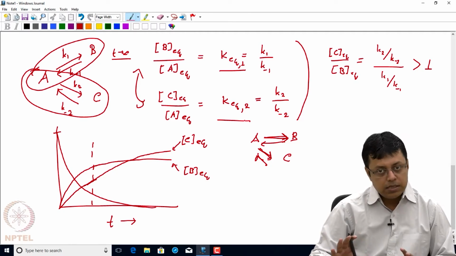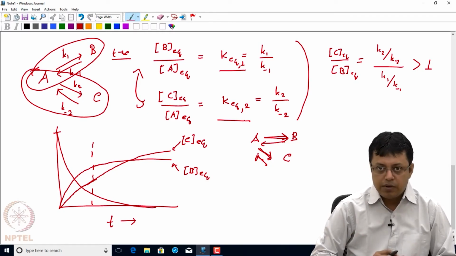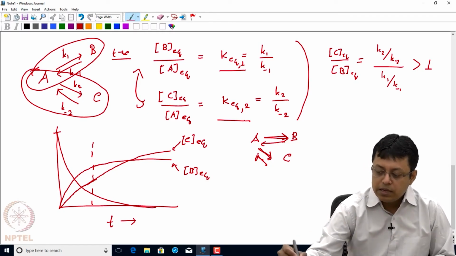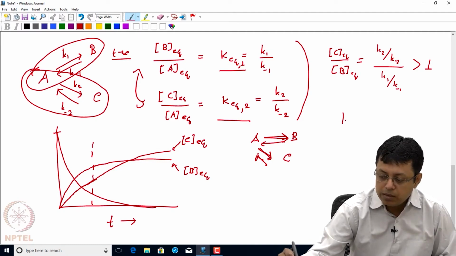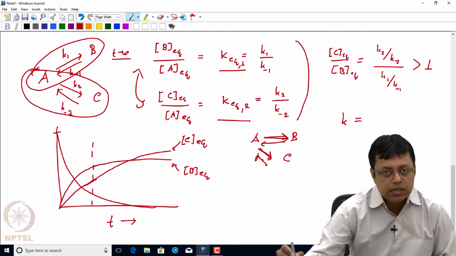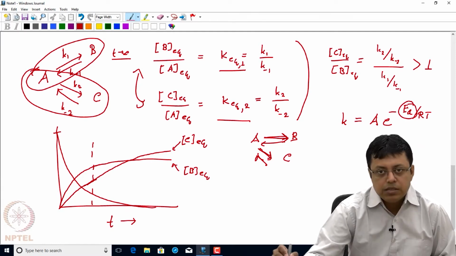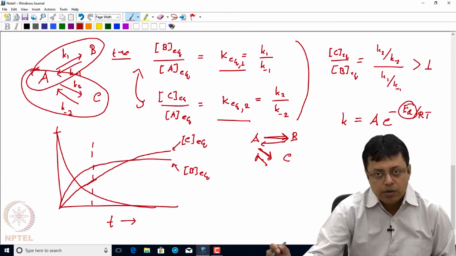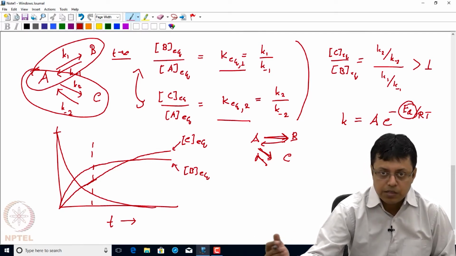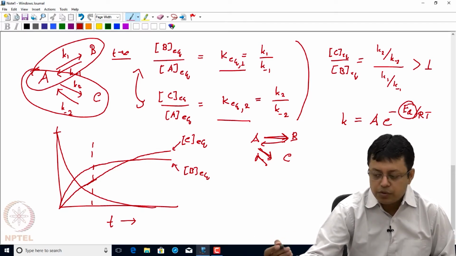Now we can cast this entire thing in the energy level diagram. Now what is an energy level diagram? All of you know that the rate constant is connected by the Arrhenius equation, which says that for any rate constant, I will have some energy which is known as activation energy, which is an experimentally determined quantity and which can be connected to the minimum energy that is required for a reaction to happen.